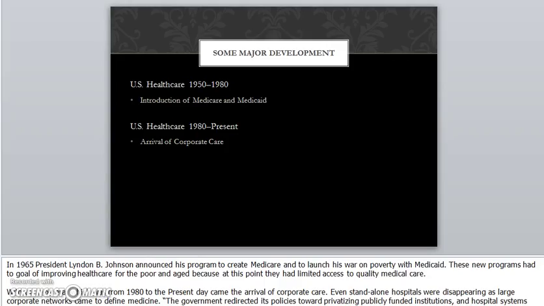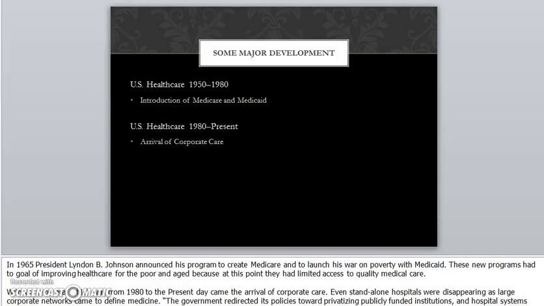In 1965, President Lyndon B. Johnson announced his program to create Medicare and to launch his war on poverty with Medicaid. These new programs had the goal of improving health care for the poor and aged, because at this point they had limited access to quality medical care.